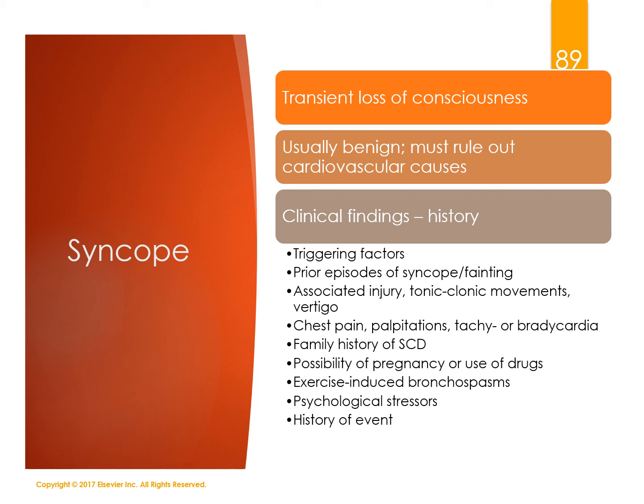Syncope, this is a transient loss of consciousness. Usually it's benign, but we do have to rule out all cardiovascular causes. In the history, we'll usually be able to identify some sort of triggering factors, and they've usually had prior episodes of syncope or fainting. We will often see that there's some sort of associated injury, especially in children. Tonic-clonic movements may indicate that they're having seizure activity instead of actual syncope. And they may also have vertigo, which can lead to syncope. Chest pain, palpitations, tachy or bradycardia, family history of syncope, possibility of pregnancy or use of drugs, exercise-induced bronchospasms, physiological stressors, and history of the event.